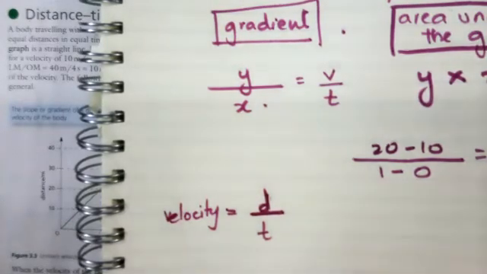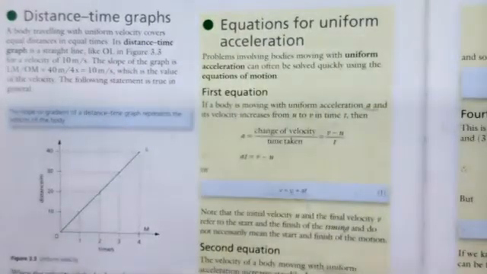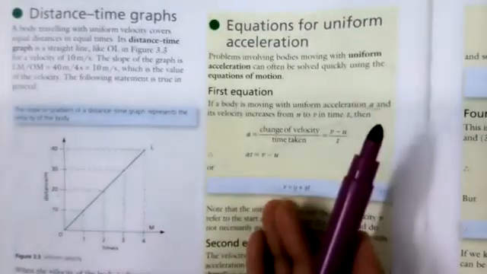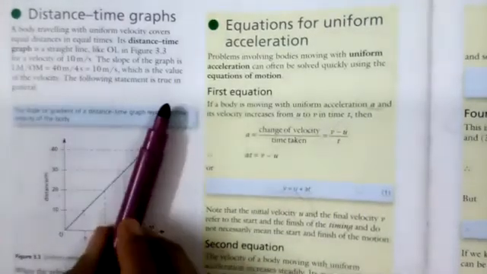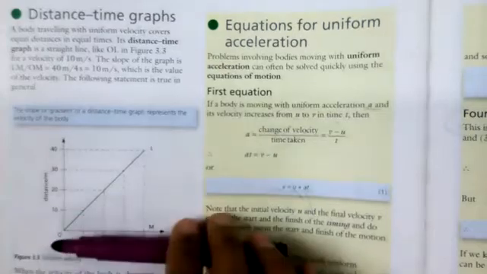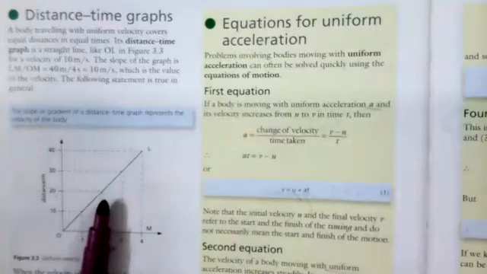So if in any situation you are not sure what the gradient is, just divide the y-axis by x-axis and see what quantity you are getting. If you have velocity here and time here, the gradient is acceleration. But if you have distance in the y-axis and time in the x-axis, distance divided by time is velocity. So that means the gradient must be velocity. Did you understand?